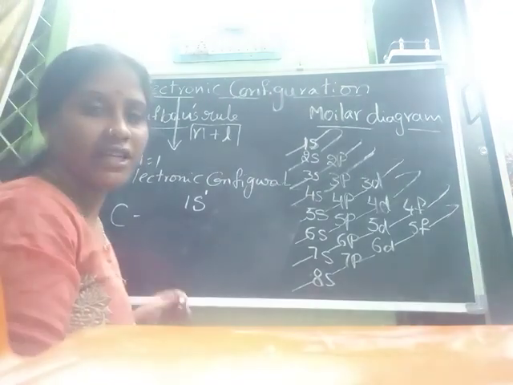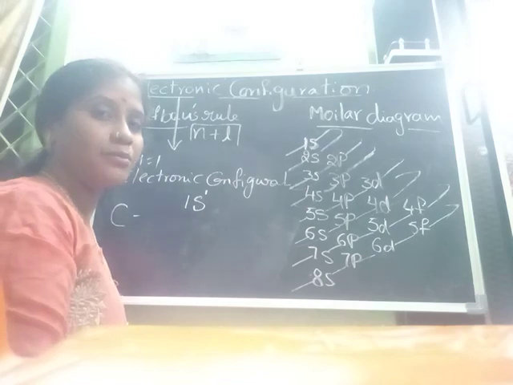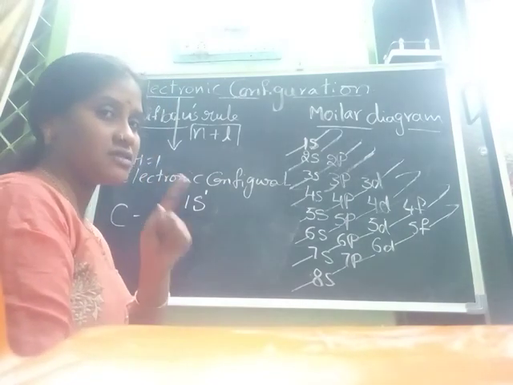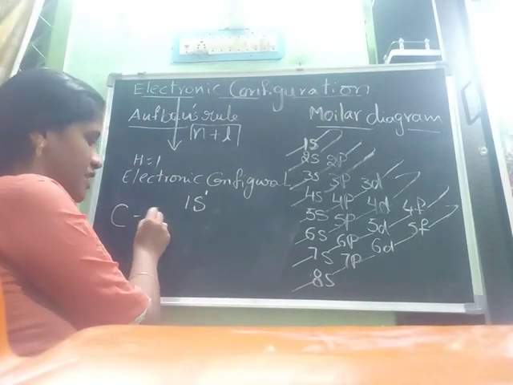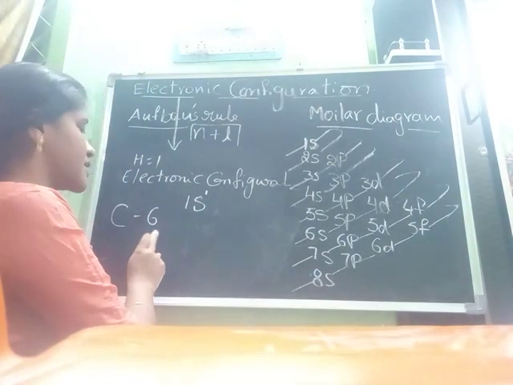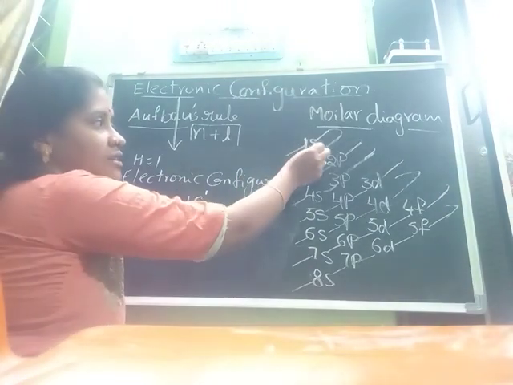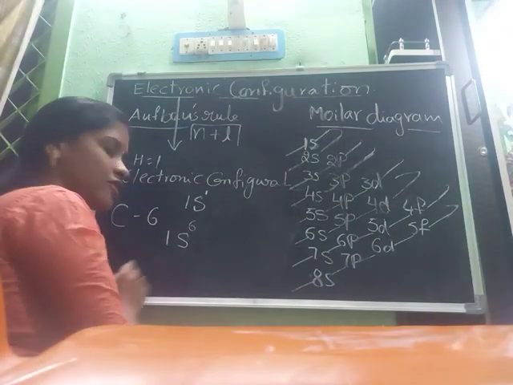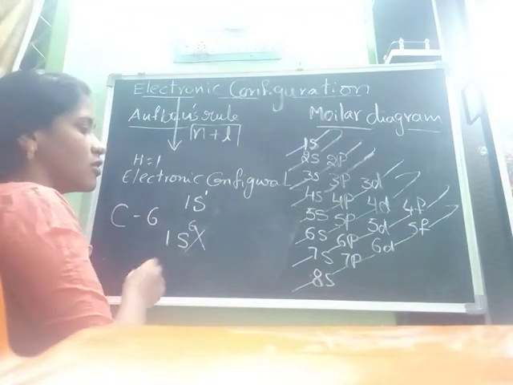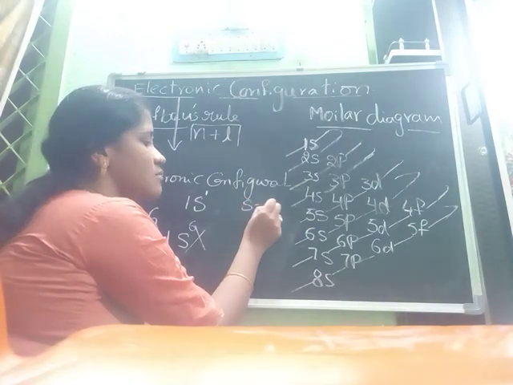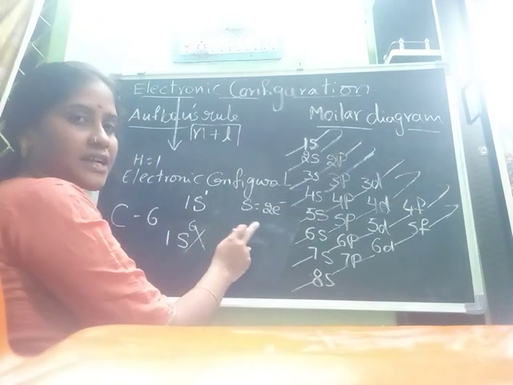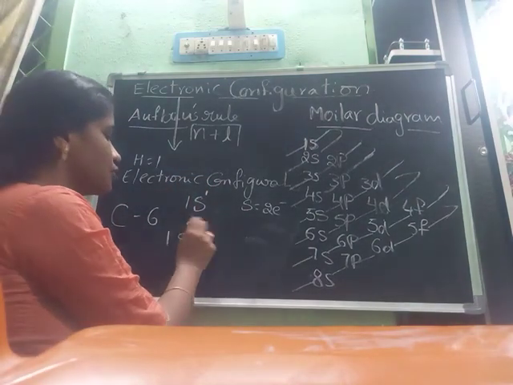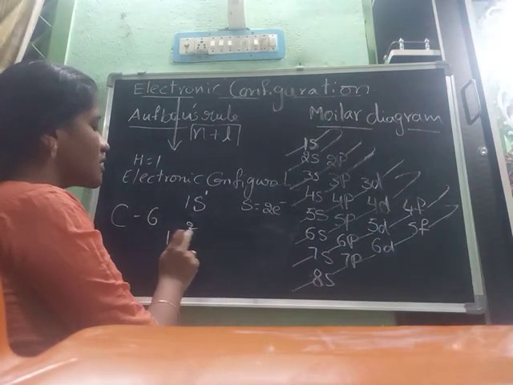Come to carbon. Carbon is a very important atom. All this organic chemistry chapter is there because of carbon. Carbon atomic number is 6, so it contains 6 electrons. Electrons first enter into the 1s. Can we write 6 electrons there as it is? No, it's wrong. The reason: s contains maximum 2 electrons only. So we write 1s2. 2 electrons are completed.